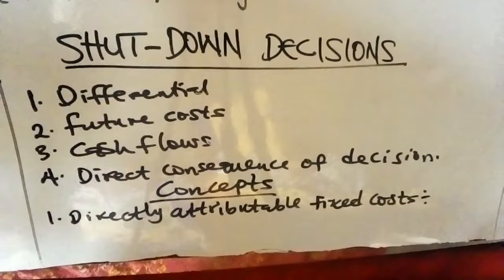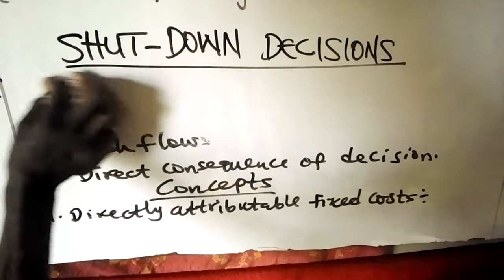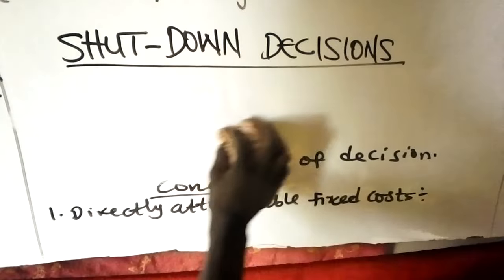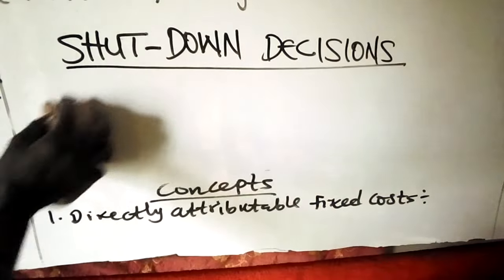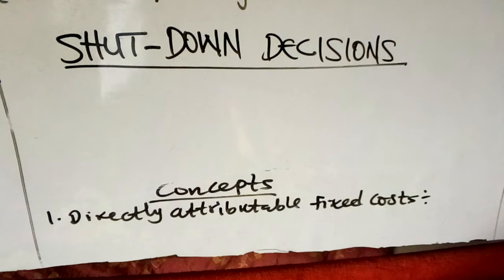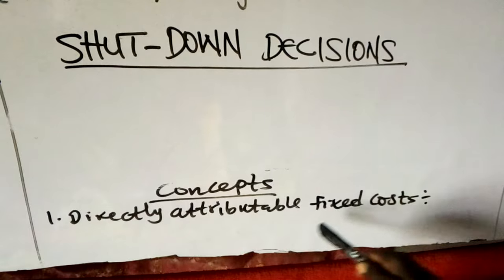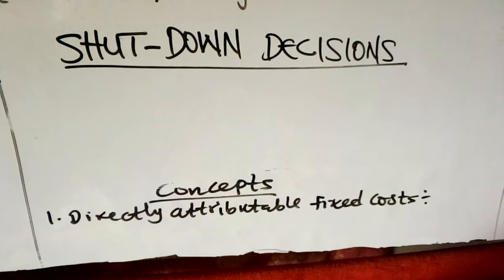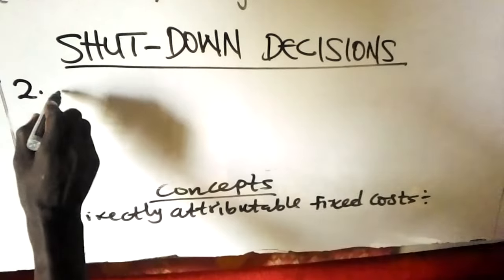That is, that cost cannot be incurred. If you don't want to incur that cost, that means you do away with the project. So if you do away with the project, such costs will not be incurred. That is why we call it directly attributable fixed cost. But in any attempt to execute the project, such costs must be incurred. So that is directly attributable fixed cost. Number two concept I'm going to look at is opportunity cost.